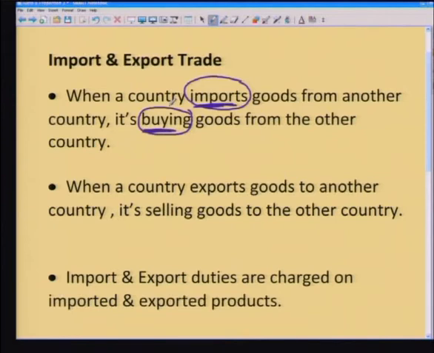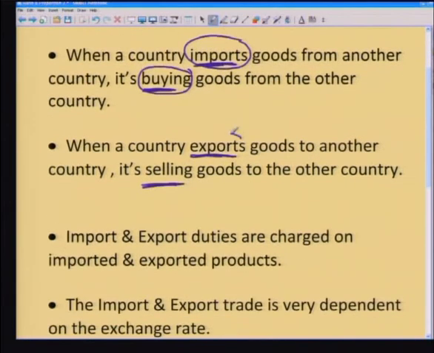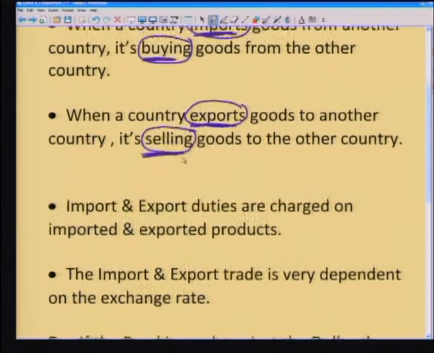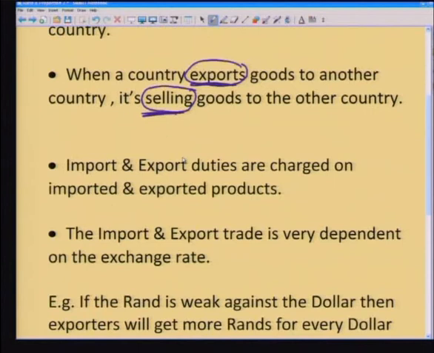So if South Africa, for example, is importing DVD players, then it is buying DVD players from another country. When a country exports goods to some other country, it's selling goods to the other country. So exporting is the same as selling your country's goods to another country. For example, if South Africa is exporting bananas, then we are selling bananas to another country.